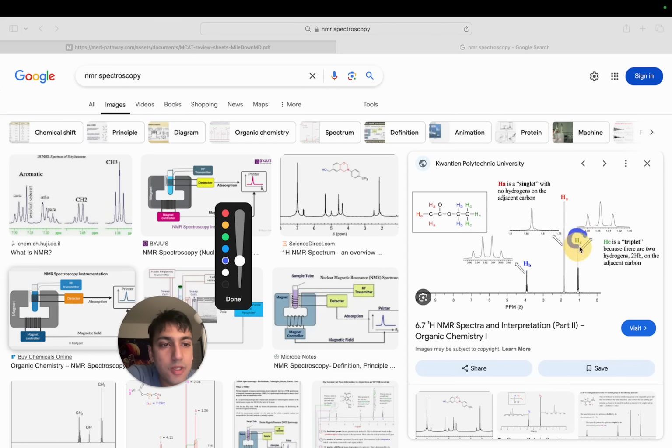Now let's talk about this guy. Why is it a triplet? The triplet is because on the adjacent carbon, so this is the carbon we're talking about, there's 1, 2. So 2 plus 1, that's why we get a triplet. So that's why we see 3 peaks. Those are the high yield points. The final high yield point is that you should probably remember some of the principles behind which way shifts this way and which way shifts this way, and you'll be good on NMR spectroscopy.